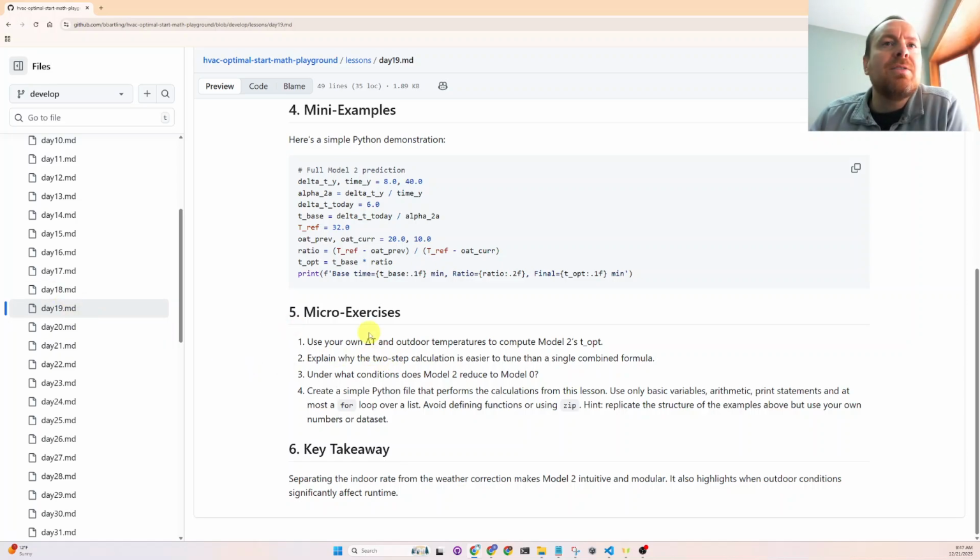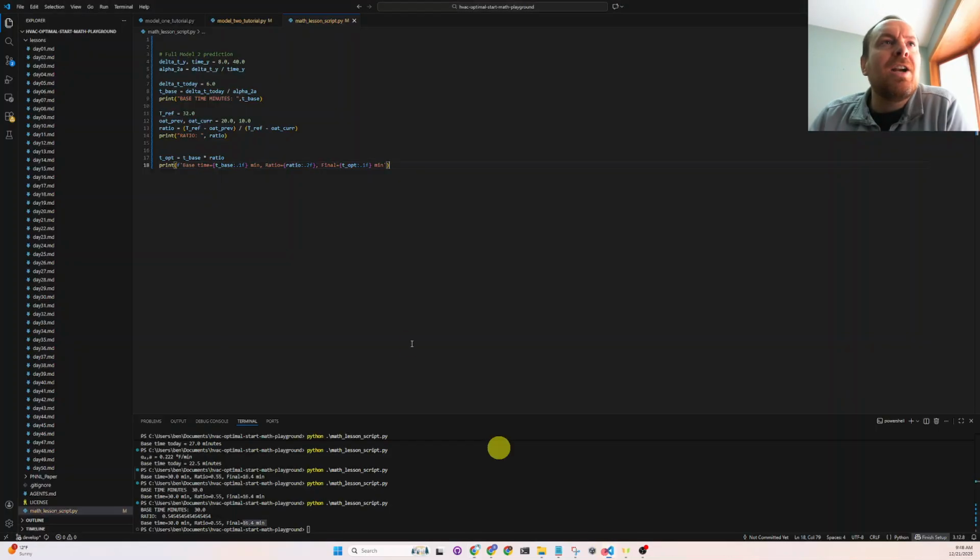Explain why the two-step calculation is easier to tune than a single combined formula. At least the way I'm looking at it, this is one step and this is two steps, so it's just easier to understand, I guess.